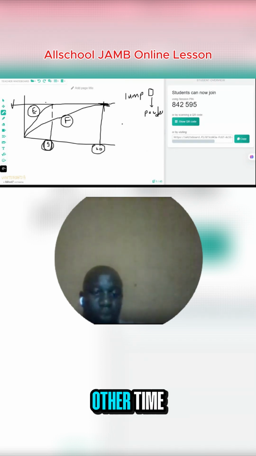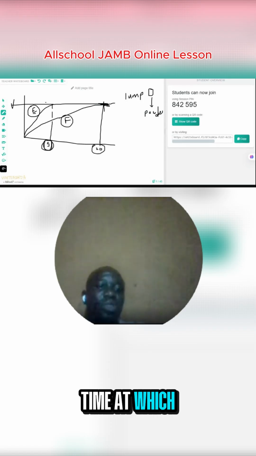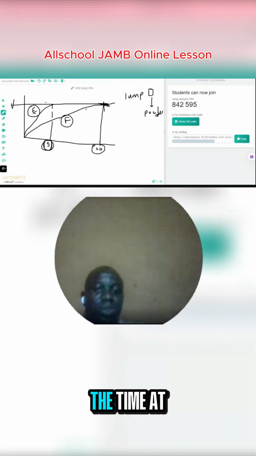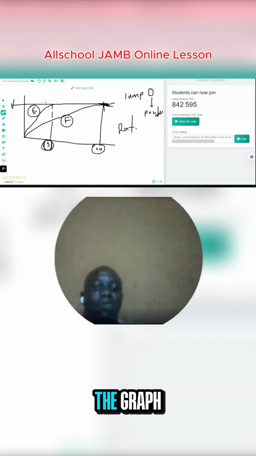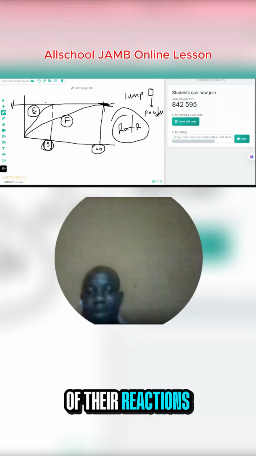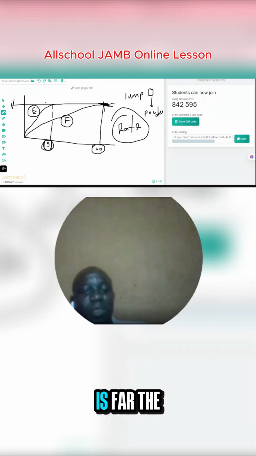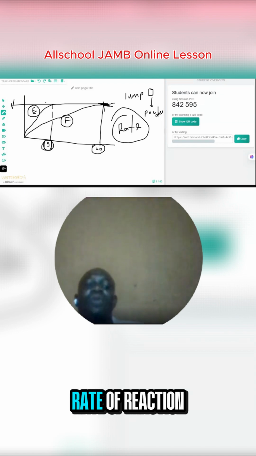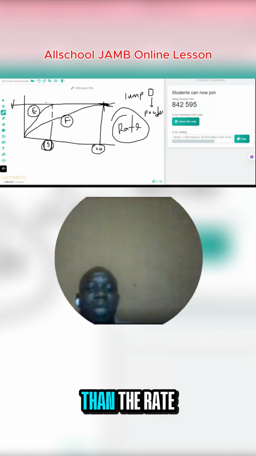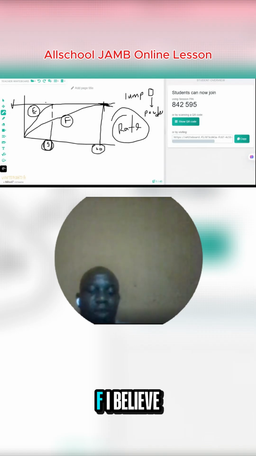That was what I was trying to say the other time. So the time at which the two gases were produced is different. Although they produce the same volume, the rates will be different. So the only difference here in the graph is the rate of their reaction. The production of E is faster than the production of F. So the rate of reaction of E is higher than the rate of reaction of F. I believe you understand that. Do we get that? Yes, sir.